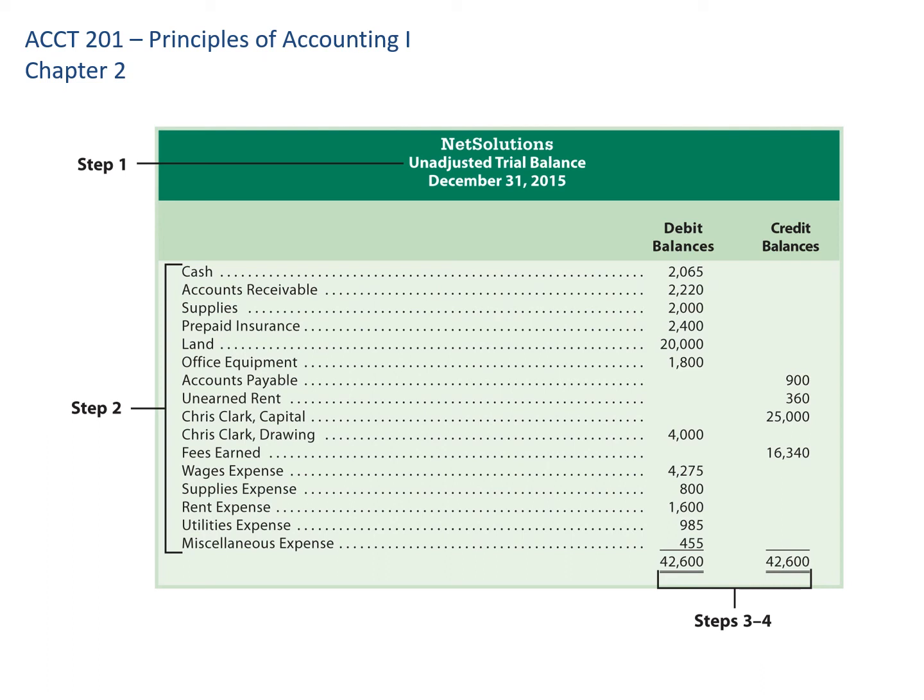$42,600. So my debits equal my credits in total. Notice the header at the top, the name of the company, what it is we're looking at, and the date at which these figures are relevant.